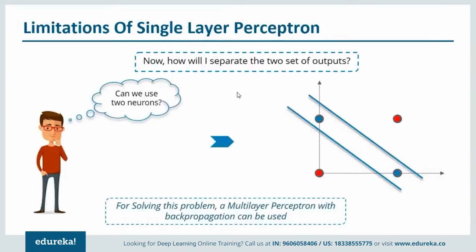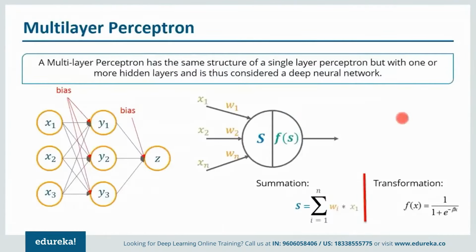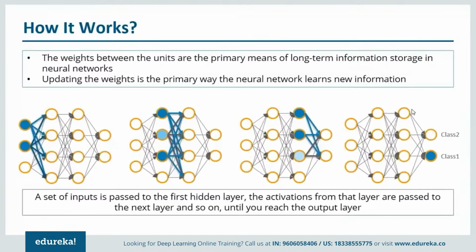So this is where we use multi-layer perceptron with backpropagation. So what are multi-layer perceptrons? Multi-layer perceptrons have the same structure as the single layer perceptron. The only difference is they have more than one hidden layer. Let me explain it to you with an example. This is how a typical multi-layer perceptron looks. We have an input layer, we have two hidden layers, and we have one output layer as well. Each neuron is connected to the neurons present in the adjacent layer, but the neurons of the same layer are not connected to each other.